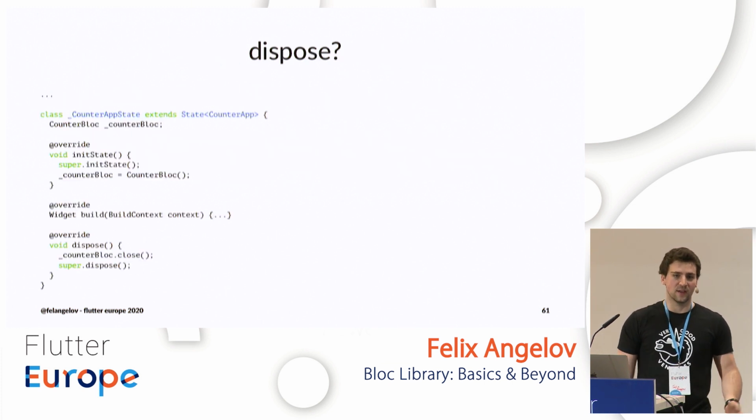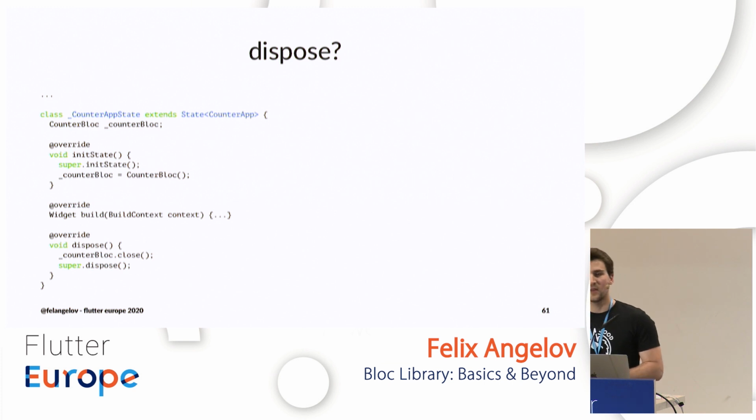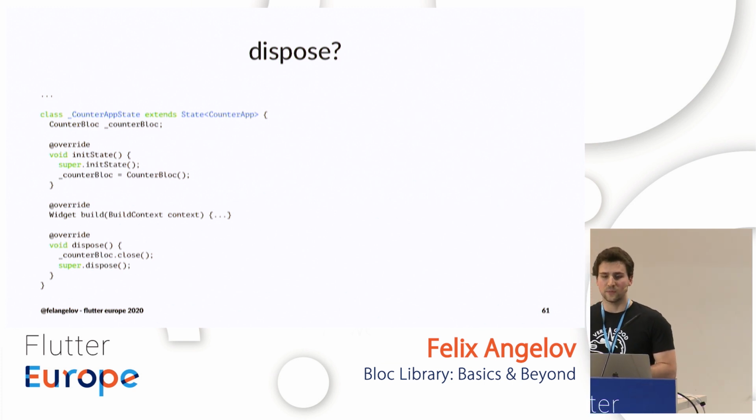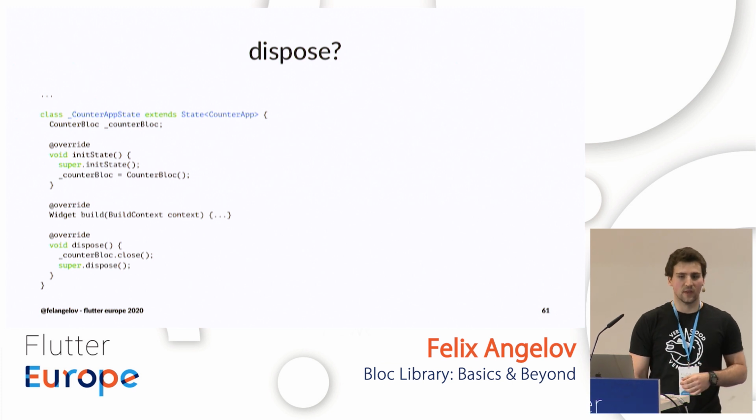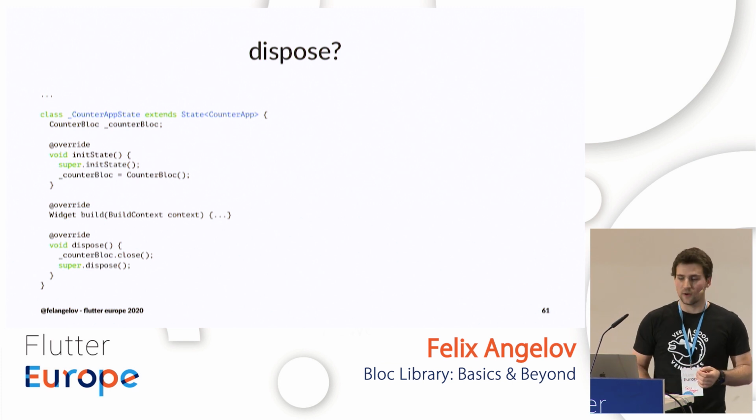A good question to ask would be, what about disposing? Like, I'm used to maybe writing my own blocs from scratch, and I need to create stateful widgets where they have state classes associated with them, and I need to both create my bloc in init state and then dispose of it in the dispose override. So where does all this code actually go?